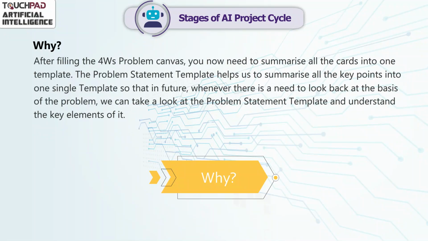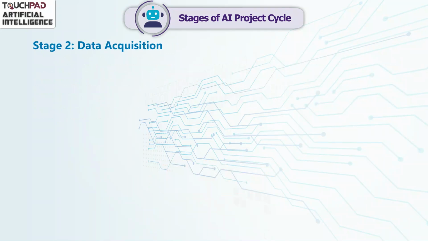After filling the 4 W's problem canvas, you now need to summarize all the cards into one template. The problem statement template helps us to summarize all the key points into one single template so that in future, whenever there is a need to look back at the basics of the problem, we can take a look at the problem statement template and understand the key elements of it.